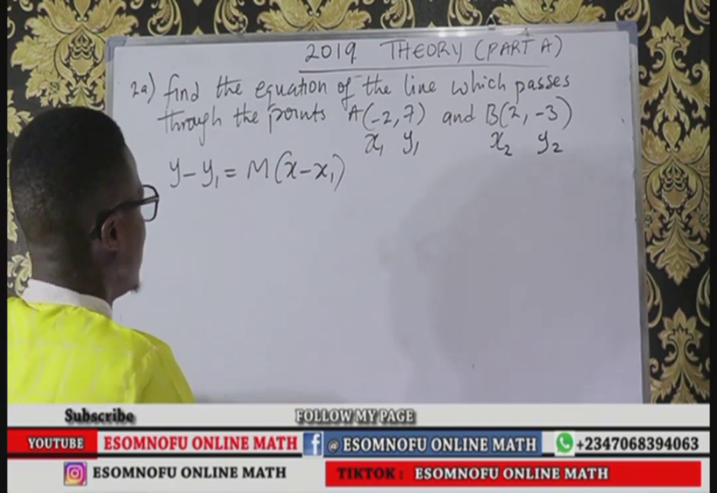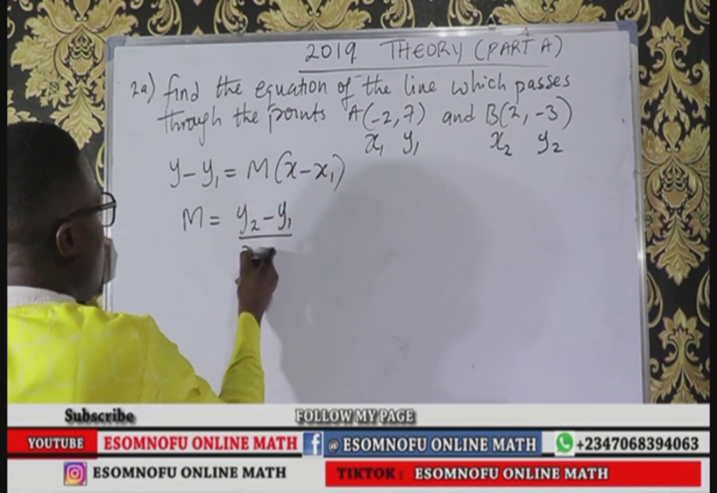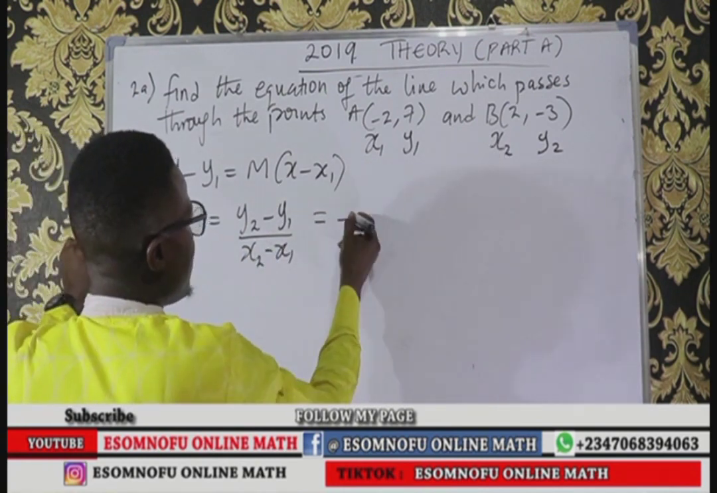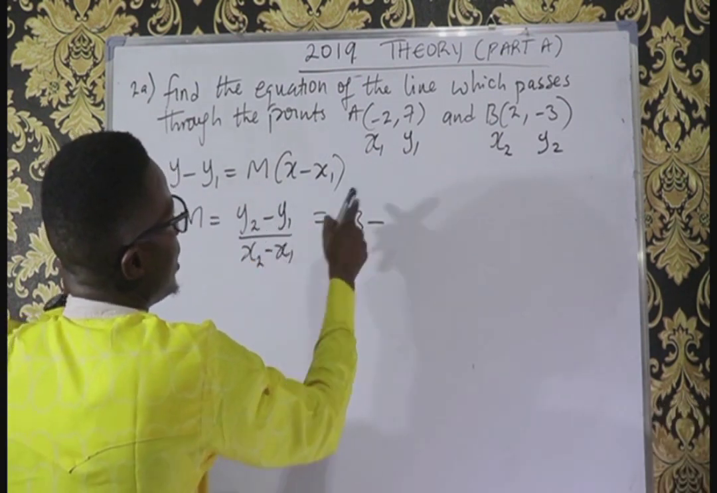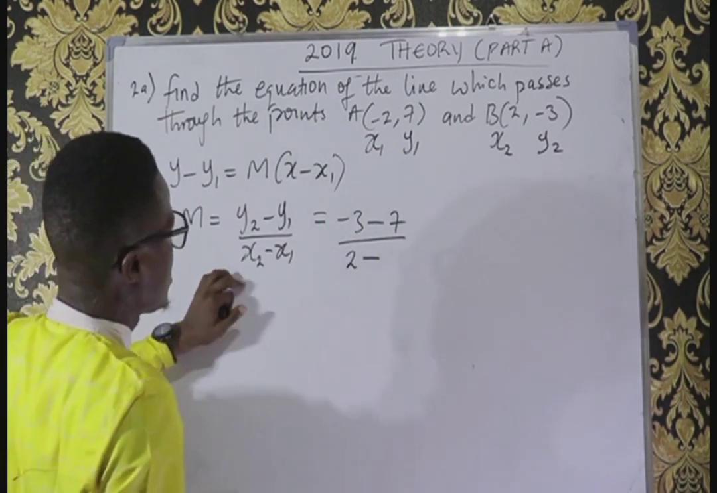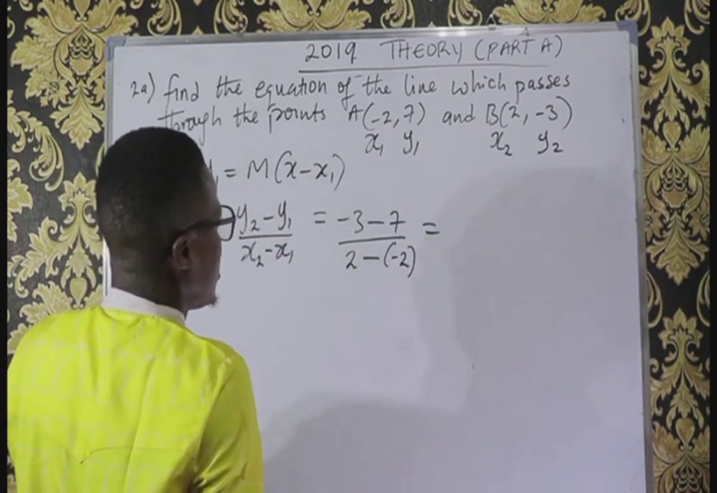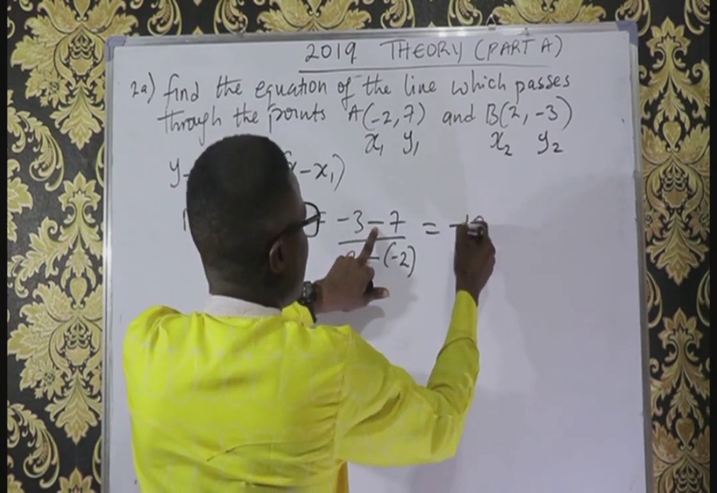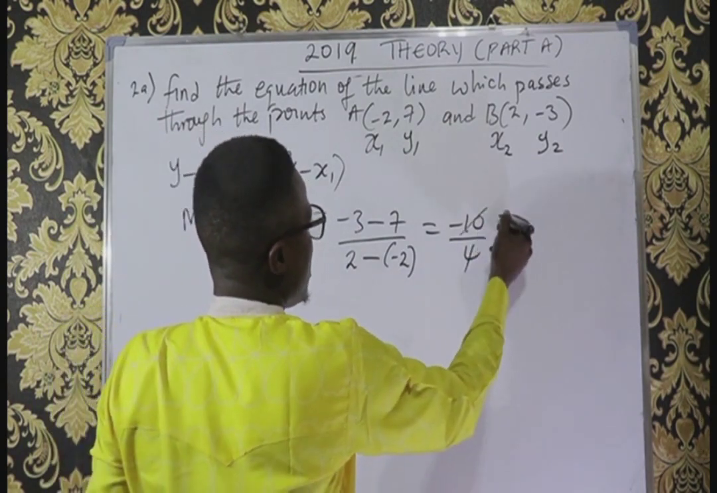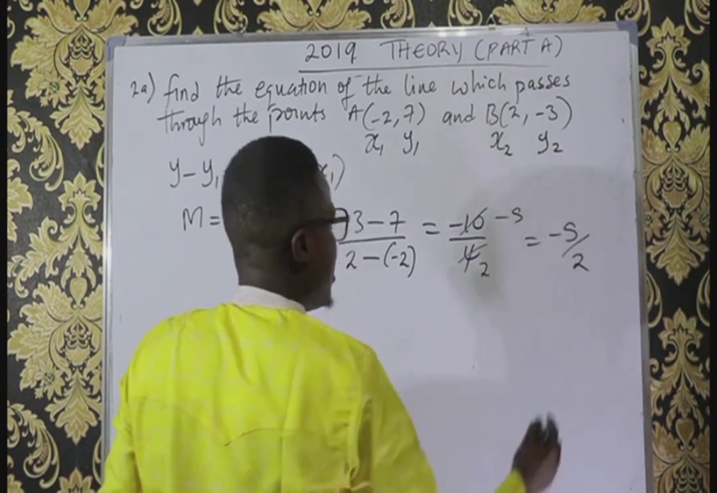m is the gradient. The gradient of a straight line m is equal to y2 minus y1 over x2 minus x1. So our y2 is negative 3 minus y1, our y1 is 7, all over x2, which is 2, minus our x1, which is minus 2. So minus 2 is double negative now. This gives us minus 3 minus 7 is minus 10, all over minus minus is plus, 2 plus 2 gives us 4. Dividing by 2, here gives us minus 5, and here gives us 2. So the gradient m is minus 5 over 2.